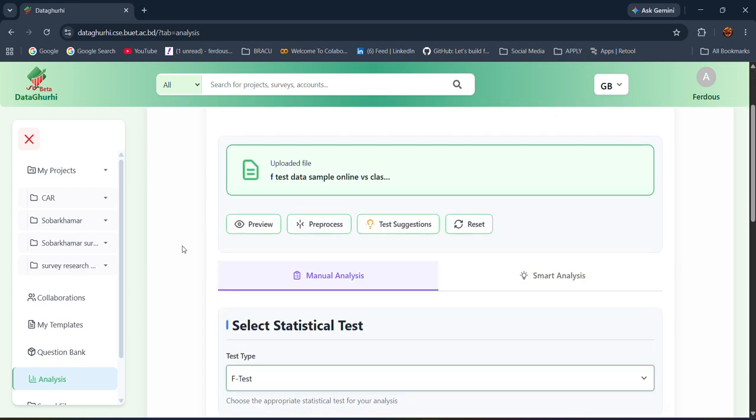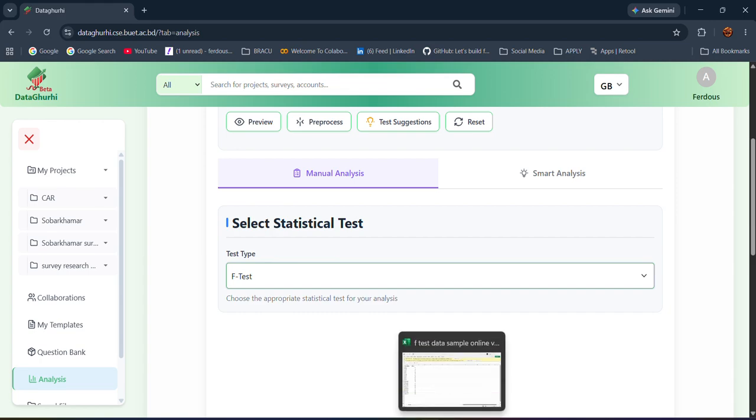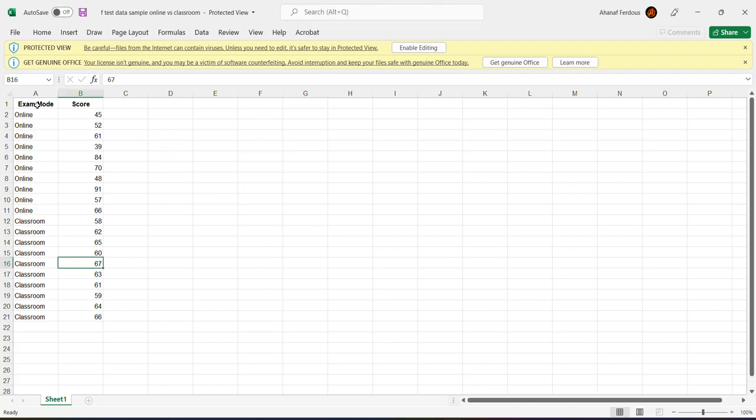And here I have a data suitable for F-test. Here, as you can see, there are two groups, online and classroom, and their exam scores. Here you can see the online scores. There is a big gap between each of the scores, but the classroom scores are very close to each other.